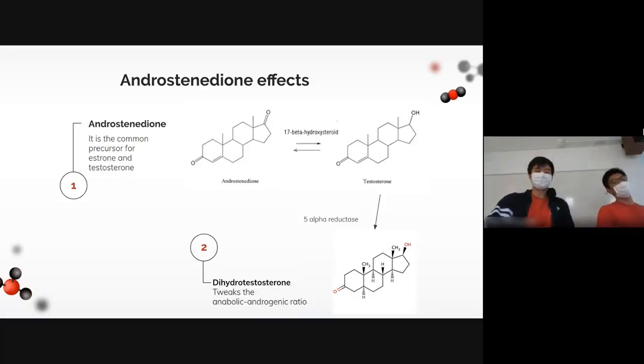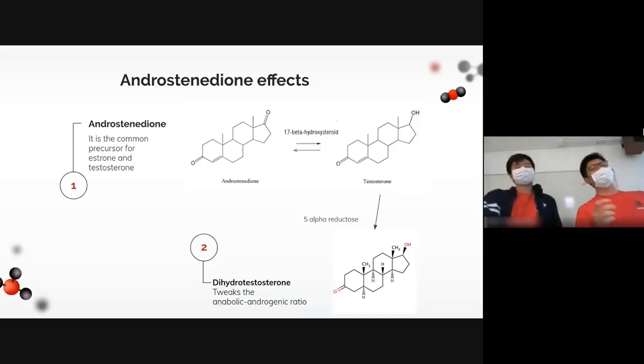So with this androstenedione, after you take it, it is first converted to testosterone by an enzyme called 17-beta-hydroxysteroid dehydrogenase. But after this, it is subsequently converted even further by 5-alpha-reductase to another compound called dihydrotestosterone. But why do you want to do this? Why do you want to convert testosterone to something else?